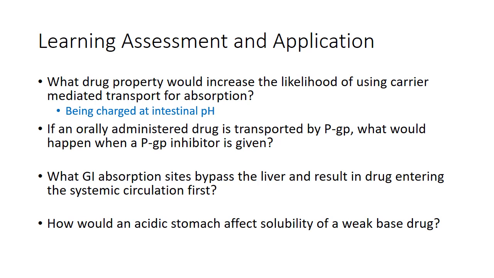If an orally administered drug is transported by PGP, what would happen when a PGP inhibitor is given? Okay, so remember, PGP or MDR1 always pumps drugs out of the blood, into the gastrointestinal lumen in one place. There are other organs like the kidney and the liver, but PGP in the intestine is right on the apical membrane, and as soon as a drug gets into the enterocyte, which is the epithelial cell, PGP can pump it right back out into the lumen.